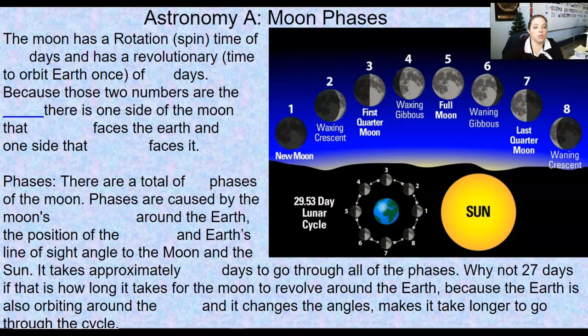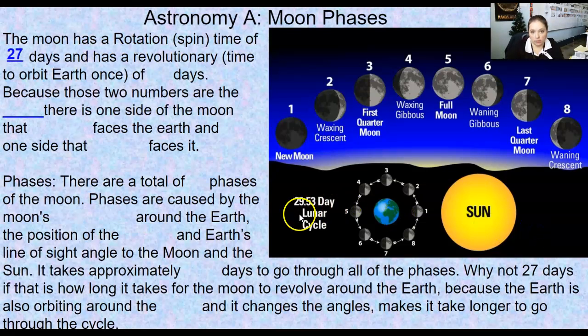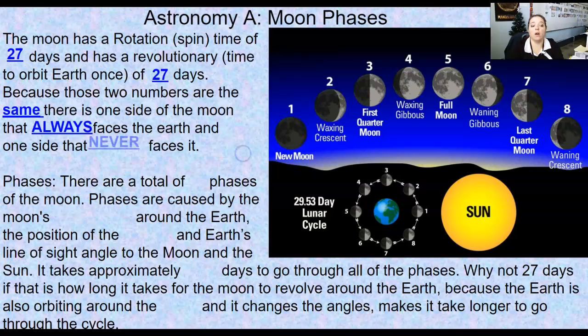The moon has a rotation or spin time of 27 days. And it has a revolution time, that means orbiting Earth, of 27 days. Because those two numbers are the same, there is one side of the moon that always faces Earth and one side that never faces Earth. And that's where you got the term the dark side of the moon, because we never see the far side. We always see the front side or the face, the man on the moon. That's the side we always see.